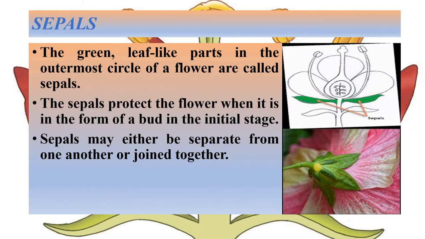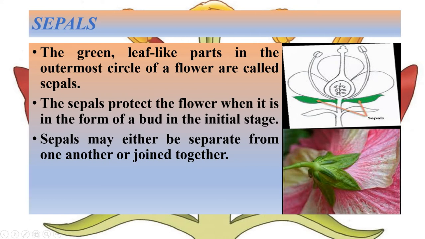Coming to sepal, the first part of a flower. What is sepal? The green leaf-like parts in the outermost circle of a flower are called sepals. Here you see, this is the entire flower, and it is attached to the sepals. Sepal acts like a flower vase. When you buy some flowers from the market, what do you do? You just put these flowers in a vase, isn't it? So here the sepal acts like a flower vase. It holds the entire content of the flower.